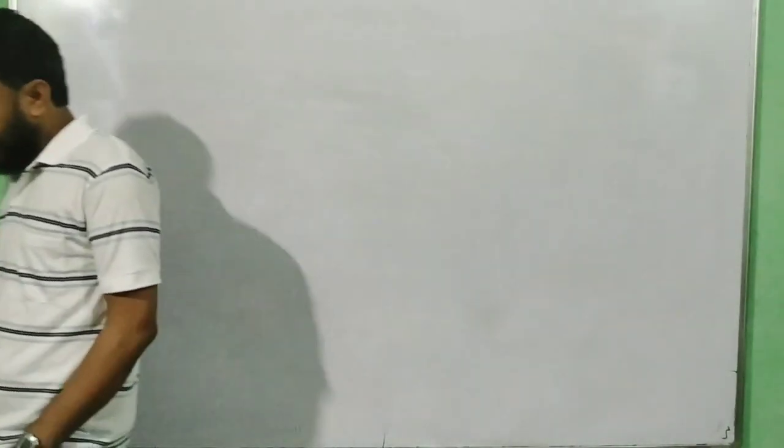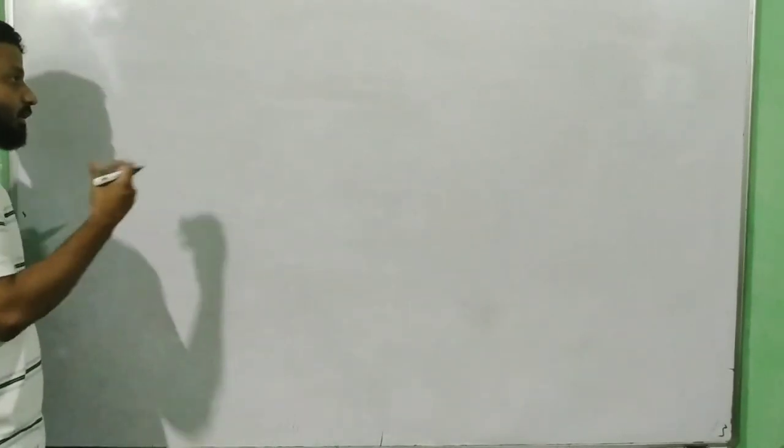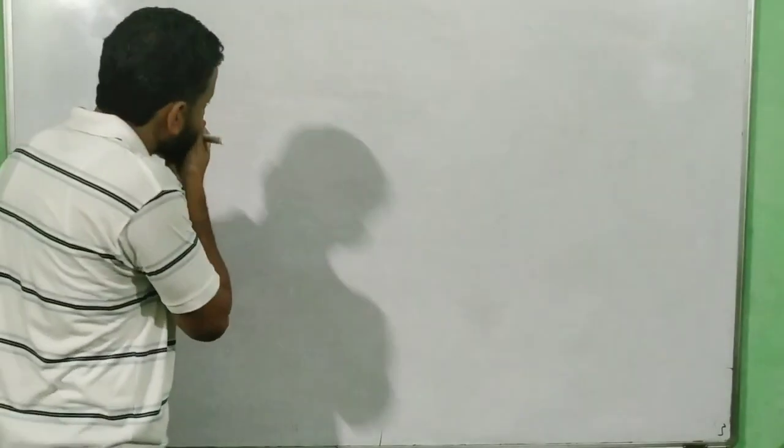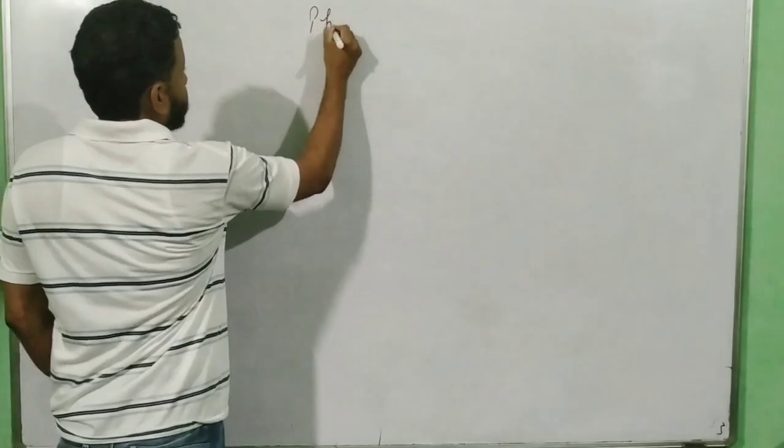So to start with, we have to think first about the concept of the phasor diagram. This phasor diagram is very important in order to understand the concept of alternating current. Now, what exactly is a phasor diagram? Let us try to understand this.